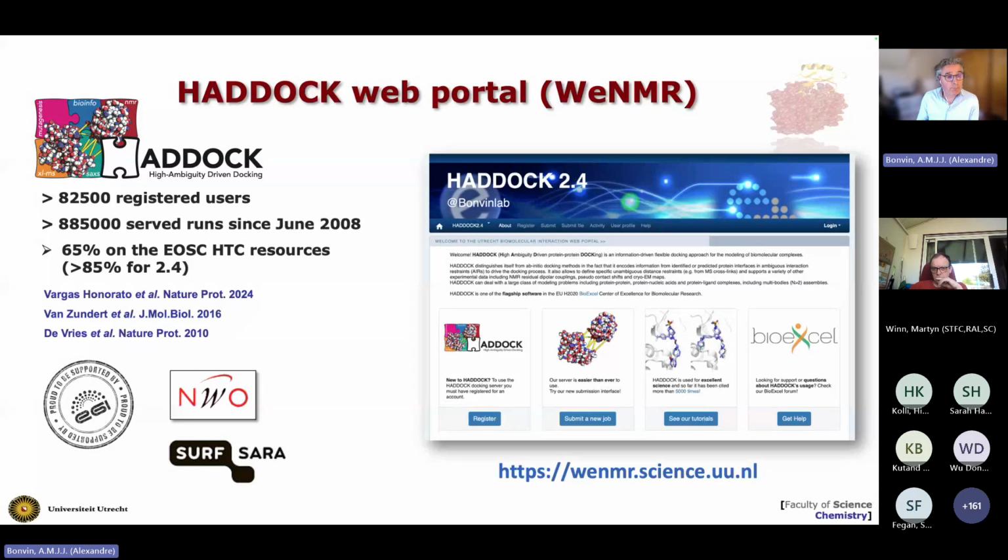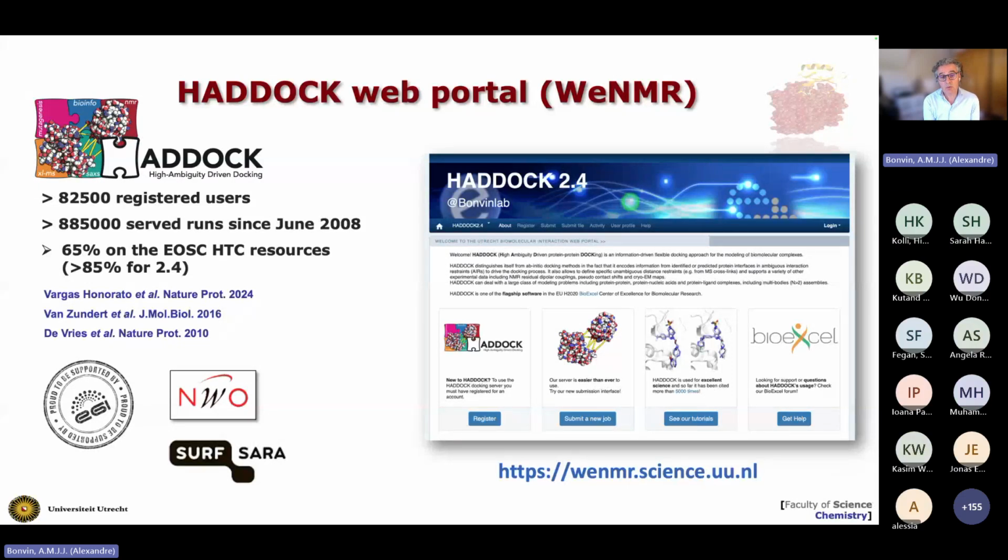So we have passed more than 80,000 registered users, slowly getting to 1 million served runs since the first days of HADDOCK. And we can do that because we have access to these high throughput computing resources, grid computing, if you want to call it, with the support of EGI, which is basically the federation of all the national sites that are providing the resources.